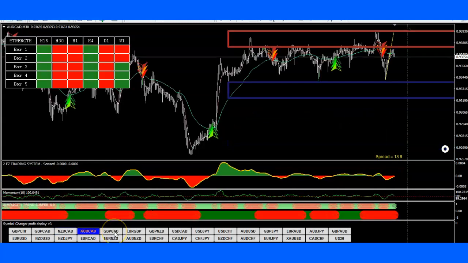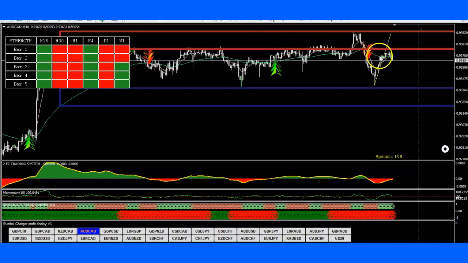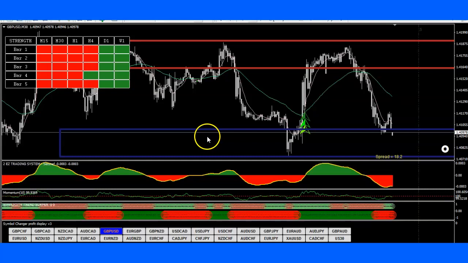AUD CAD. We got triple arrows, we got a correction. Let me make this a little bigger. Triple arrows, a correction. This could be tempting, but look how it's been for the last week. It was totally choppy, up and down. So I don't like that one too much until I start seeing nice moves in one direction. Again, that could be a good trade all to the top. We'll see how that one goes.